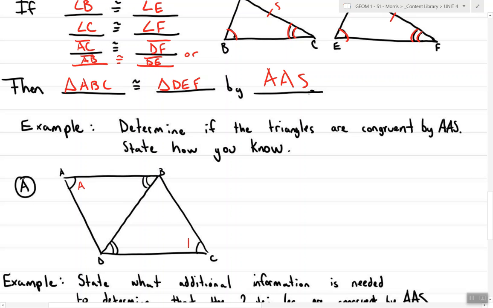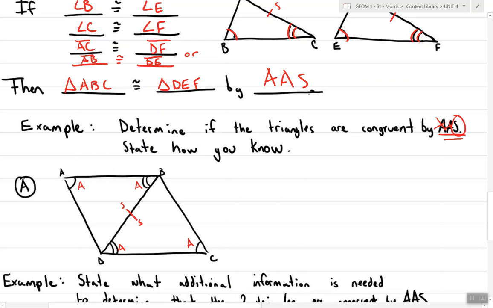First thing I notice, these two angles are the same, these two angles are the same. In order to use angle side, I have an angle, I need the side to finish this up. Now there's only two things I can assume are true. They either share a side, or they have vertical angles. In this problem, they share the side BD.